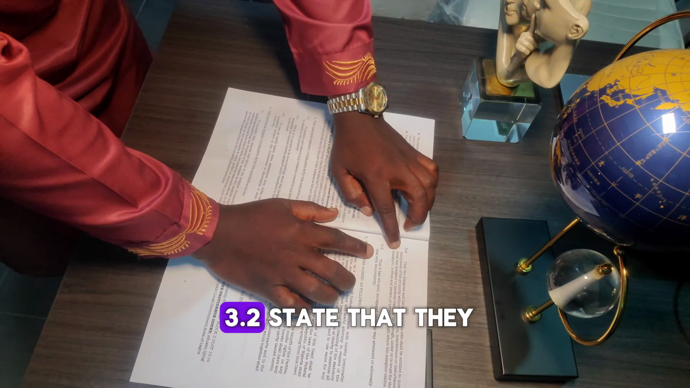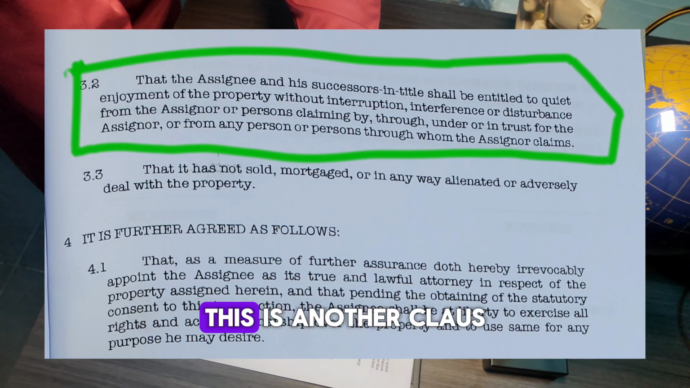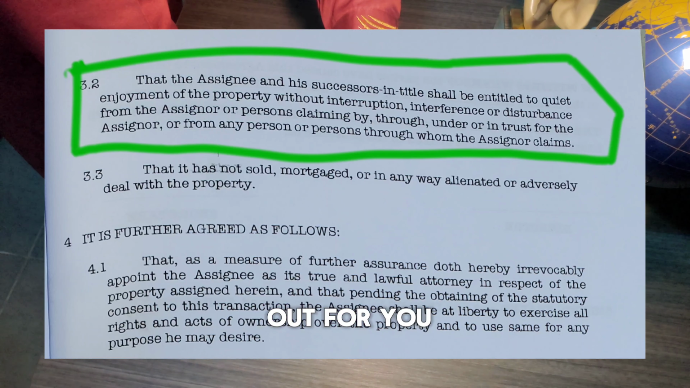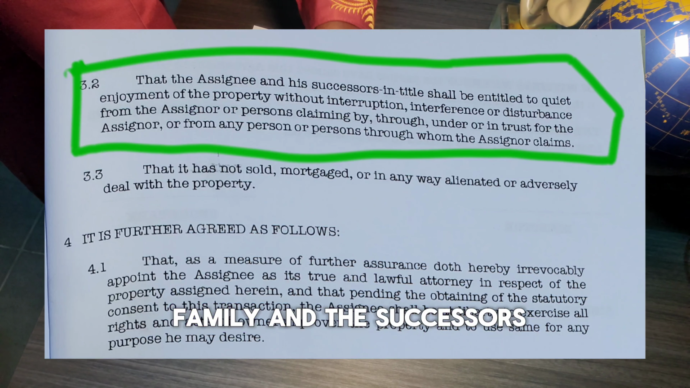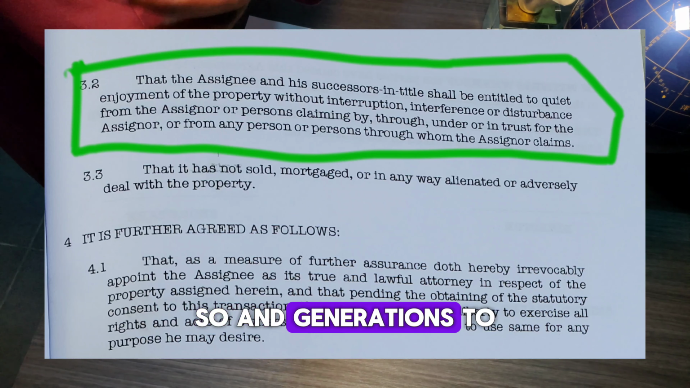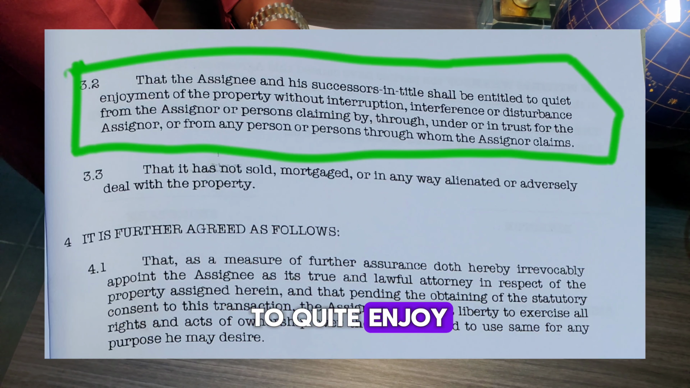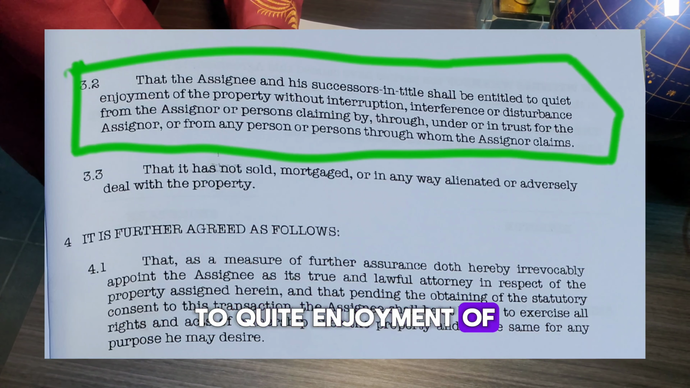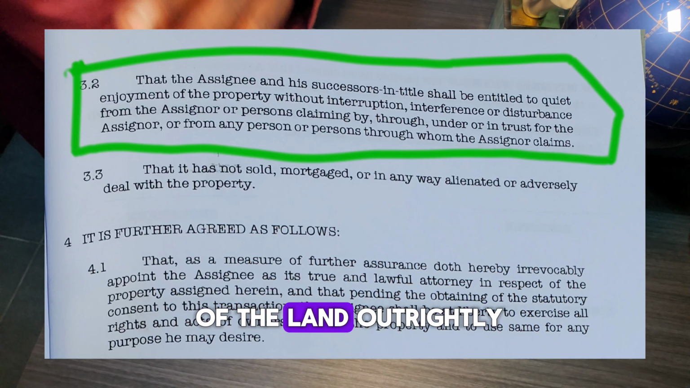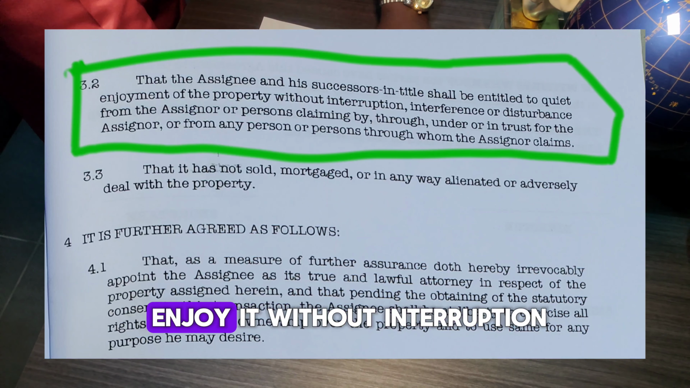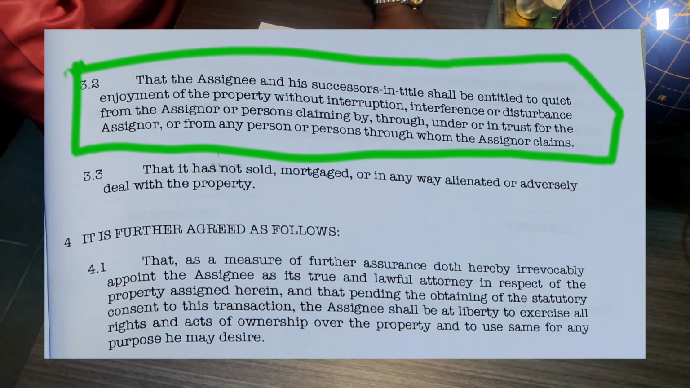This is the next one. 3.2 states that the assignee, you the buyer, and the successor and your family to come. This is another clause you need to watch out for. You the buyer, and the family and the successor and your generation to come, shall be entitled to quiet enjoyment of the property without interruption. You have bought the right to the land outright, so you need to enjoy it without interruption, that has not been sold, mortgaged, or in any way alienated or otherwise.